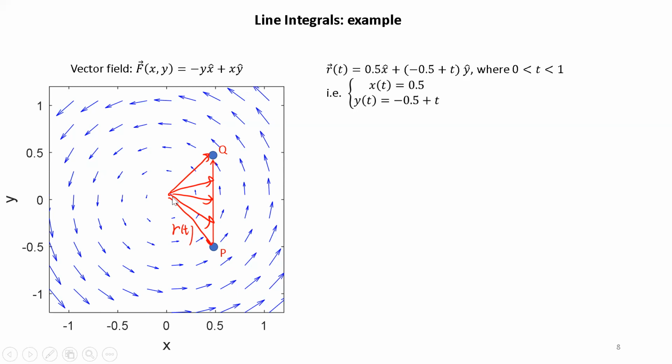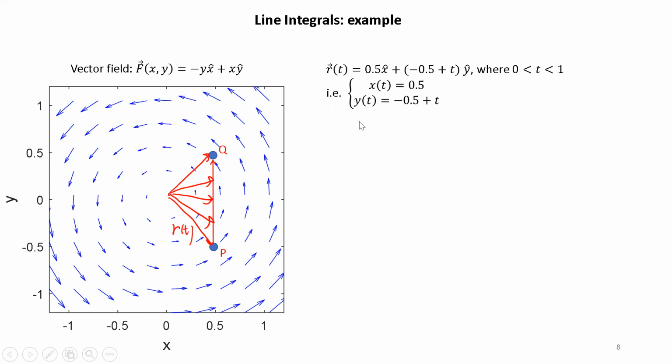Right, initially r(t) is pointing this way, and then this r(t) just keeps sweeping across this line and then goes here. So then you can see that the x component of my r(t) would always just be given by 0.5, because the x coordinate is not changing. But my y coordinate will be changing. So that's why the y component of this r(t) is minus 0.5 plus t.